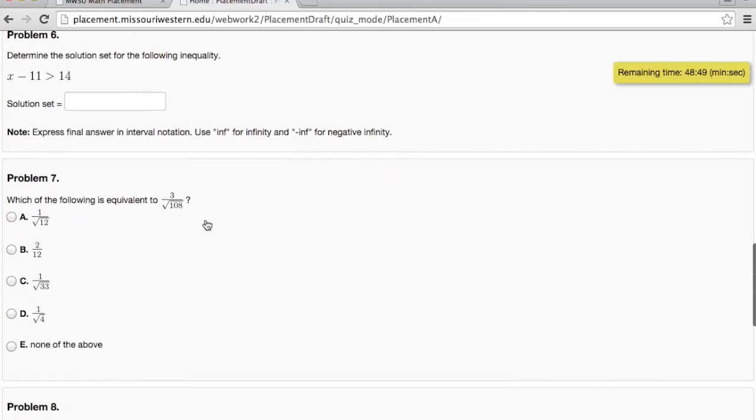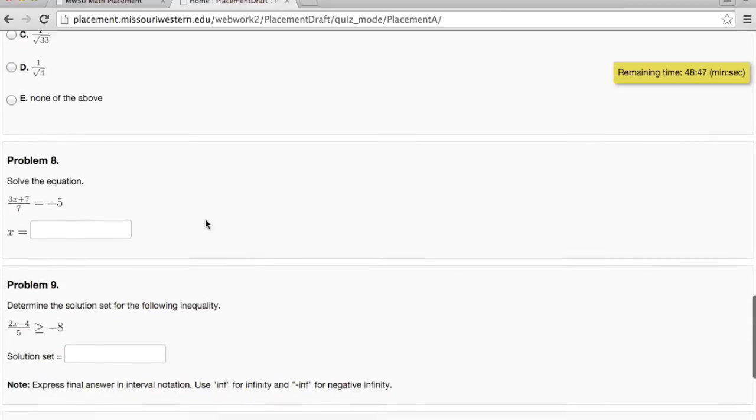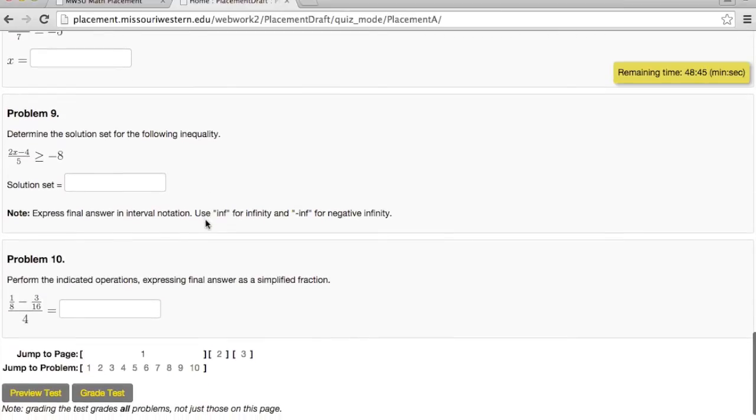Some questions are also in interval notation. Here, after we multiply up the 5, that's going to be negative 40. We can bring over the 4, which is going to be negative 36, and divide by the 2, which is going to be x greater than or equal to negative 18.